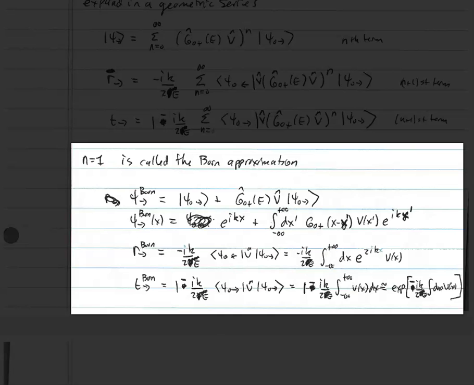psi Born is equal to e to the i kx plus the integral dx prime g0 plus of x minus x prime v of x prime e to the i kx prime. And you can similarly work out the expressions for r Born and for t Born. I'm not going to reread those for you. They're right in front of you so you can see them.